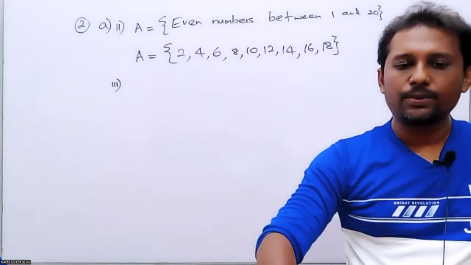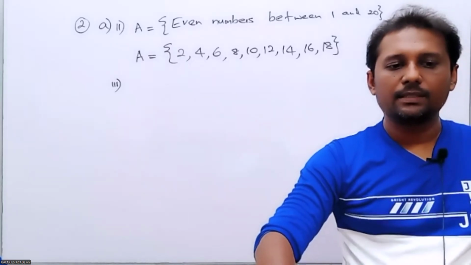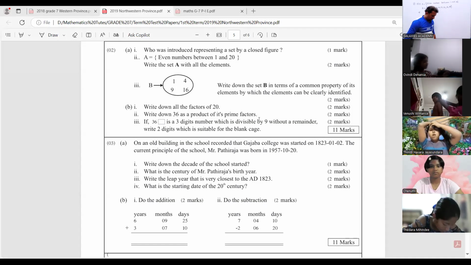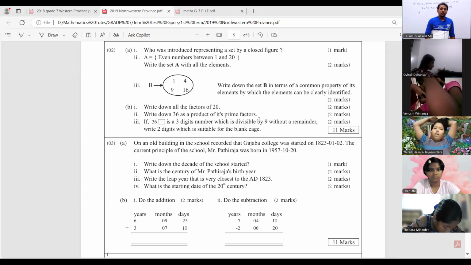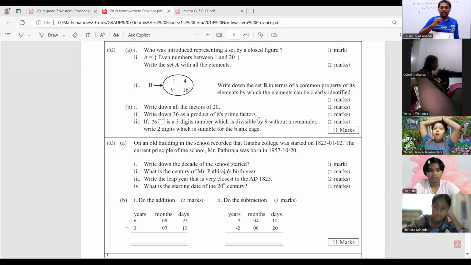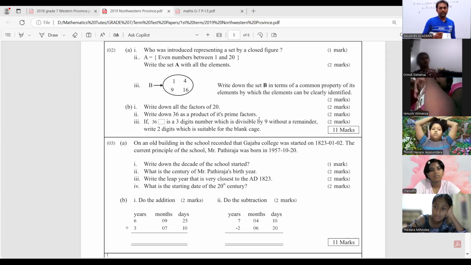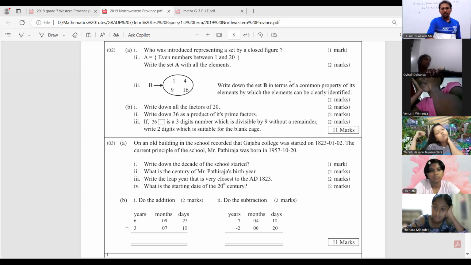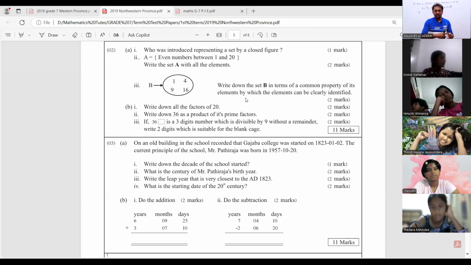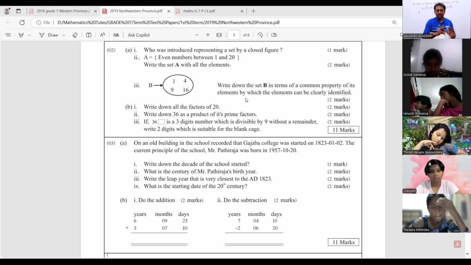Right, then let's go to the third part. The third part is given as a Venn diagram. Write down the set B in terms of a common property of its elements by which the elements can be clearly identified. Right. When it is given like this, which method is it asking you to write it in? Descriptive method, list of elements method or Venn diagram method? Descriptive method. Okay, descriptive method.